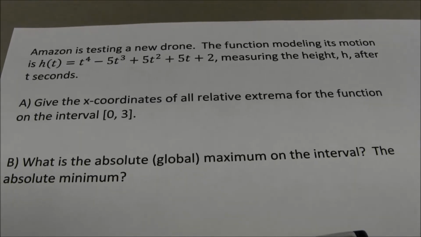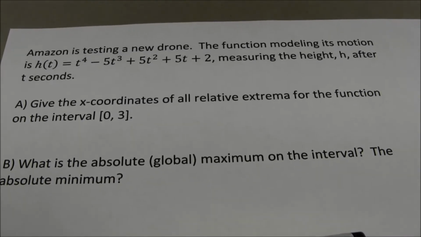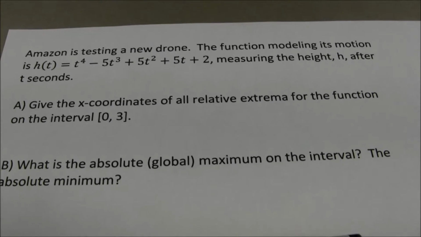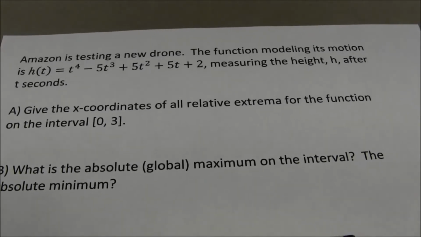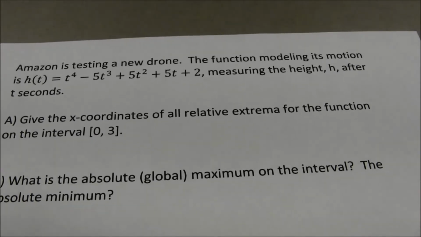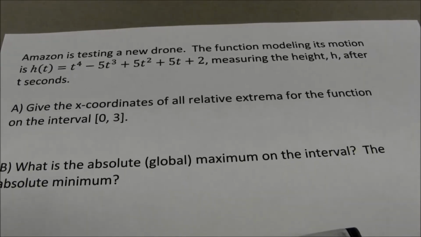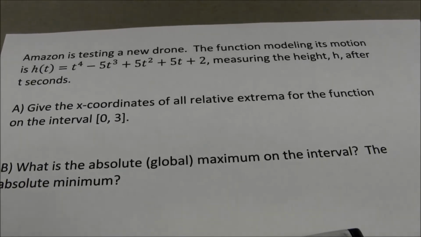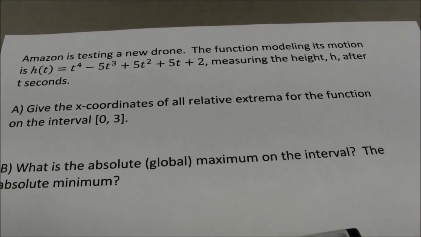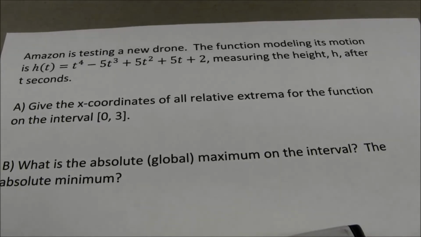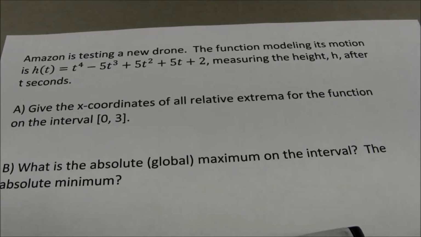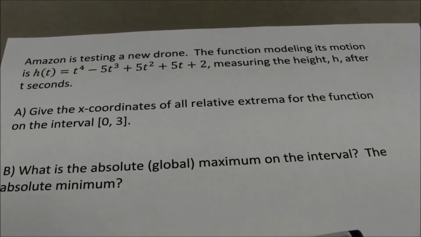Alright, here's the problem we're going to be taking a look at. So we've got Amazon testing a new drone, and we're given the function of its height in meters. Actually, it doesn't note that it's any particular units, but it's probably going to be meters. We'll say it's in meters, after a certain number of seconds have passed. And the first part of the question asks me to find the x-coordinates of all the relative extrema for the function on the interval from 0 to 3.